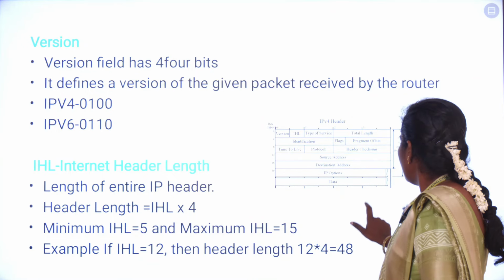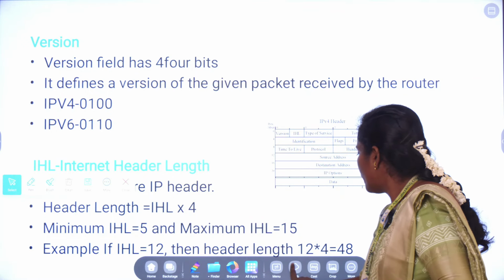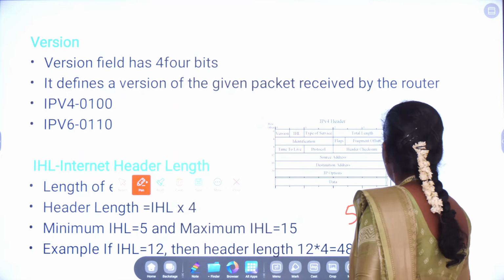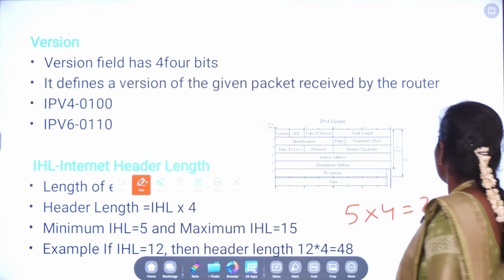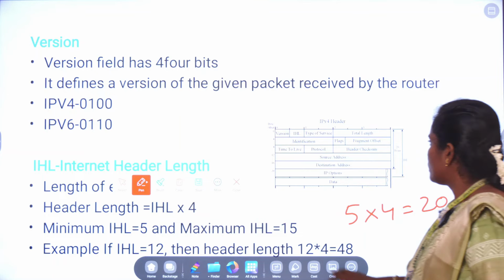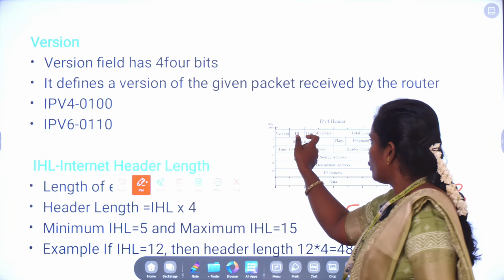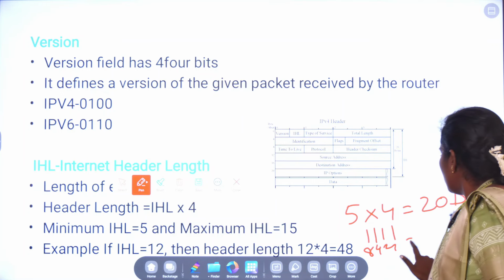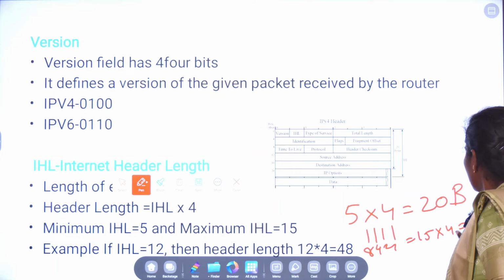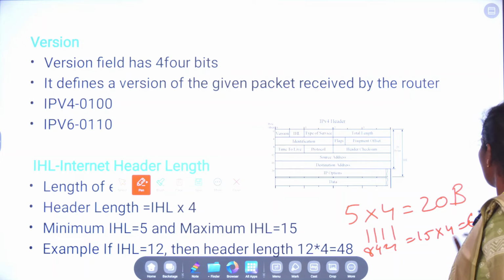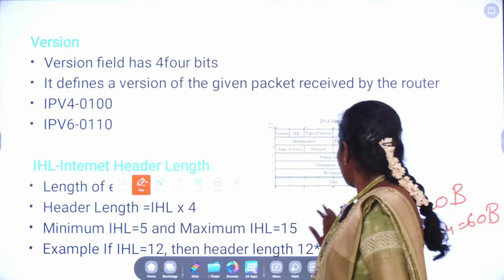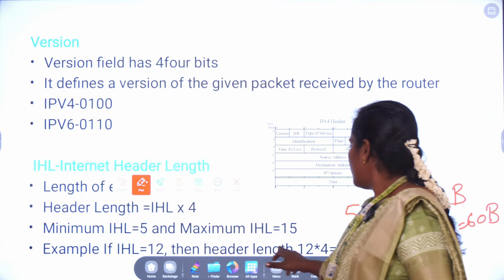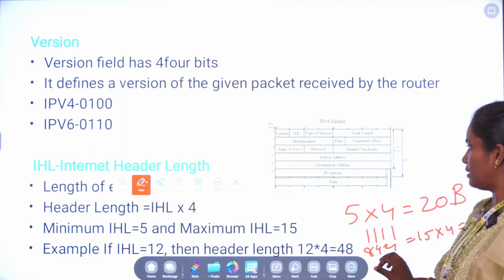How do we find the header length? The header length is found by multiplying by 4. That is, 5 into 4 is equal to 20 bytes. We already know that this is the minimum size of the header. For the maximum size, the field contains 4 bits. If all 4 bits are 1, that is 8, 4, 2, 1, which equals 15. 15 into 4 equals 60. So the maximum size of the header is 60 bytes. For example, if IHL is equal to 12, then the header length is 12 into 4, equal to 48.